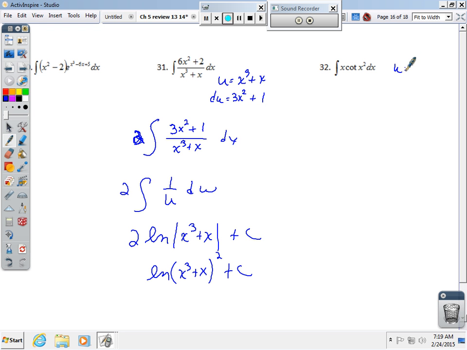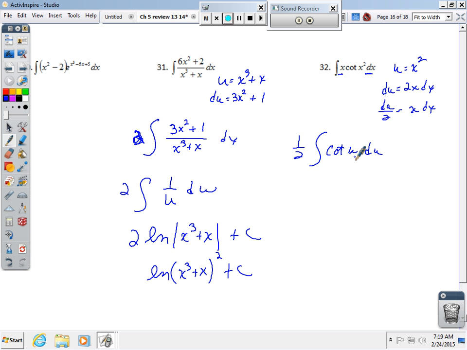So for 32, u is going to be equal to x squared. Du is equal to 2x dx. Take out the 2. X dx. Rewrite our integral in terms of u. So there's a 1/2. The x dx is my du. And I'm going to have the cotangent of u.